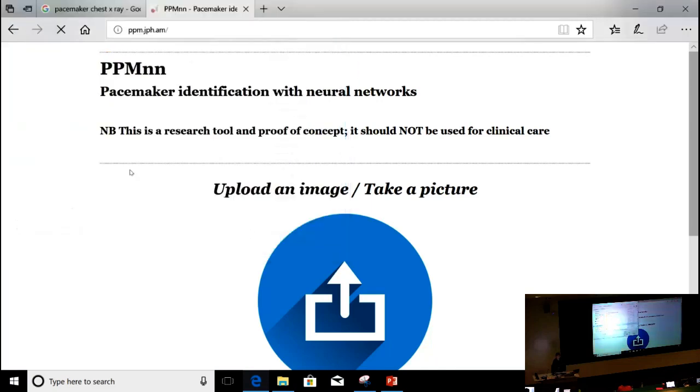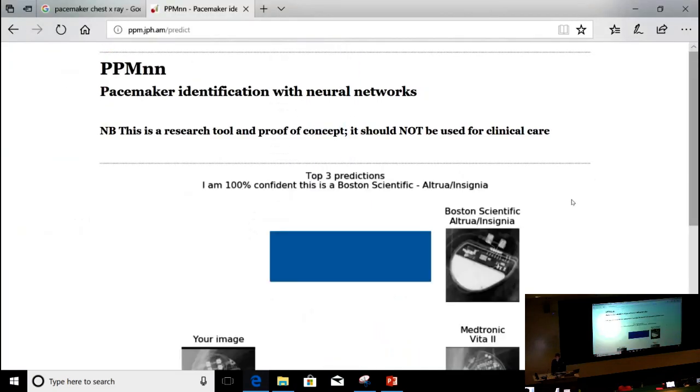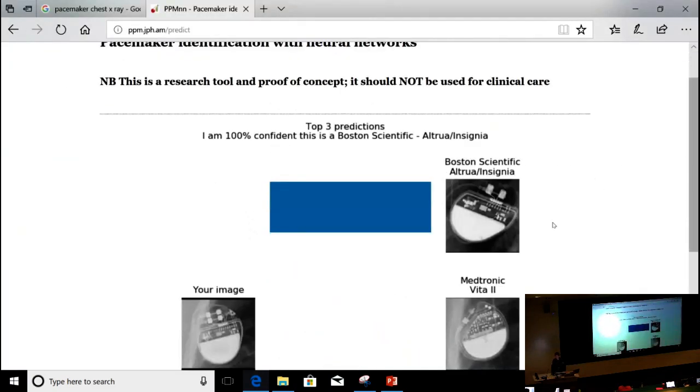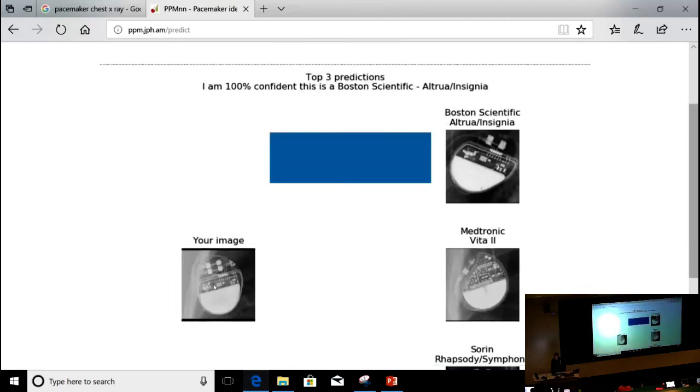It is about 94% correct in getting the exact model name. Okay, so I told you I think it's a Boston. We'll see if it agrees. God, this is going to be so bad. Excellent. Good. So it thinks it is. It is 100% confident this picture you chose is a Boston Ultra or Insignia. Do you agree?